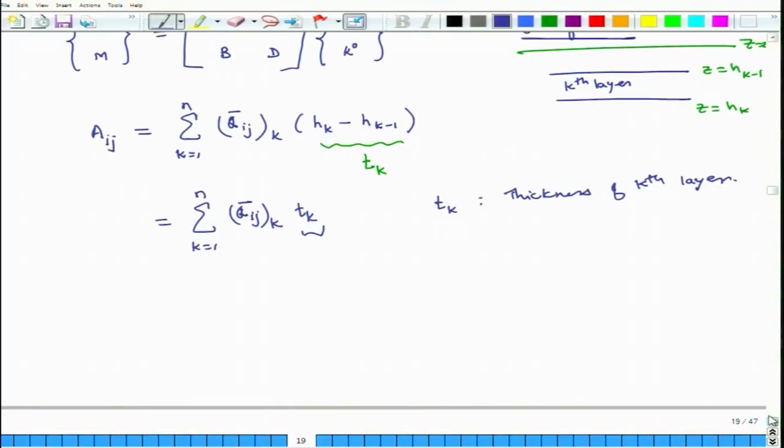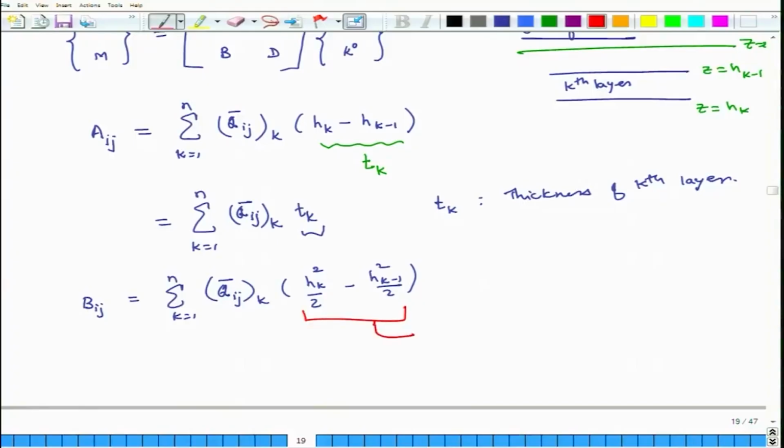Next, look at Bij. So, in case of Bij, this is equal to the sum from k equals 1 to n of Qij bar for the kth layer times hk square by 2 minus hk minus 1 square by 2. Now, in this case, this term may be positive or it may be negative also. It purely depends on the coordinates.